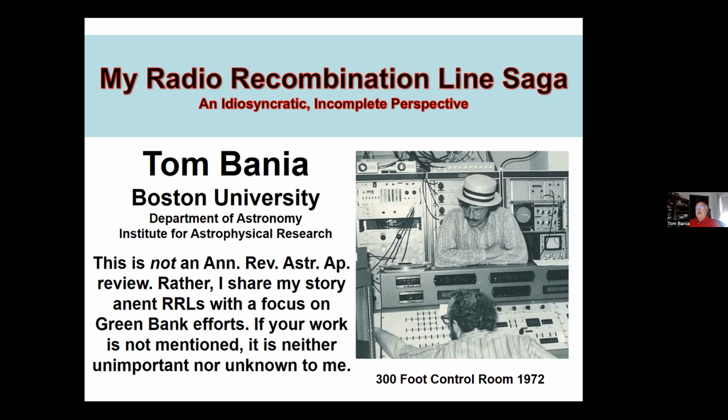This proves that I've been observing, this is me in the 300-foot control room 50 years ago. I've been observing on site for a very long time. And you're going to see me looking at my screen. My camera's on a tripod to the left, so I'm not crazy.